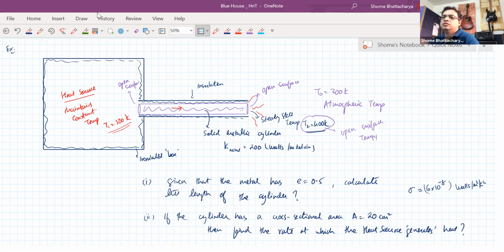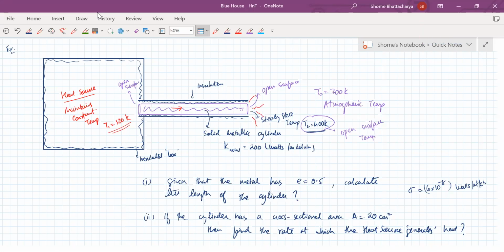So that is what we have to now apply. If that surface T2 is at steady state temperature, that means its temperature is not changing with respect to time, then the net rate at which it's receiving heat by conduction must be balanced by the net rate at which it is losing heat by radiation.